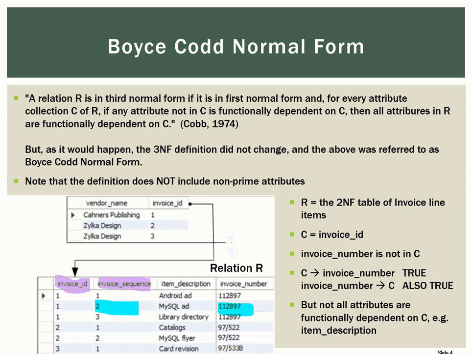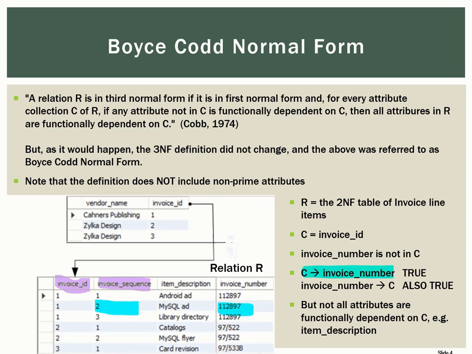So mathematically, we can show it on the right-hand side. R is going to be this table. We'll make C be the invoice ID. Therefore, the invoice number is not in C. And then we have this condition that C functionally determines the invoice number. Now, we also have the inverse of this. The invoice number also functionally determines C, but we're not going to focus on that.